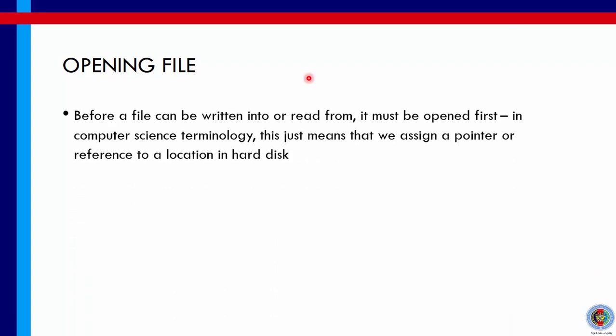So how to do the proper way of writing or reading from files? There are a few steps. The first one is to open the file. Before a file can be written into or read from, it must be opened first. In computer science terminology, this just means that we assign a pointer or reference to a location in hard disk.